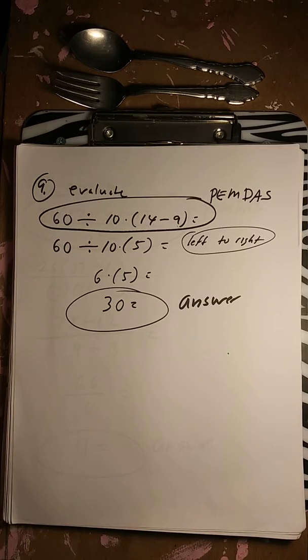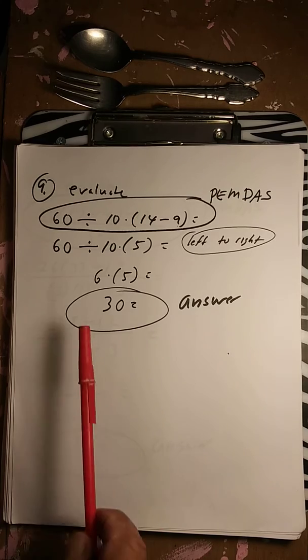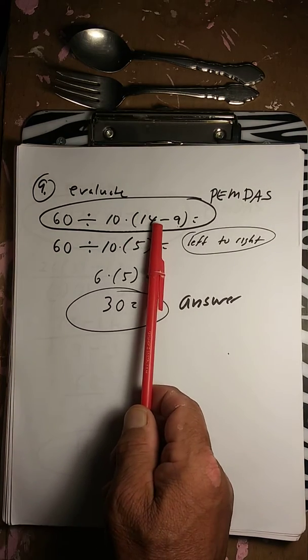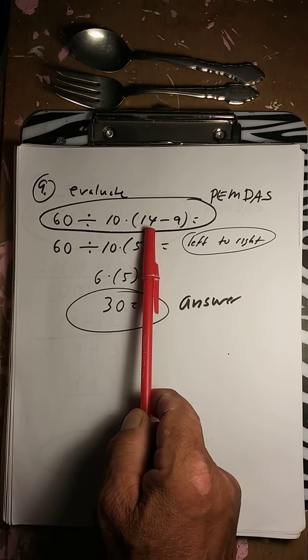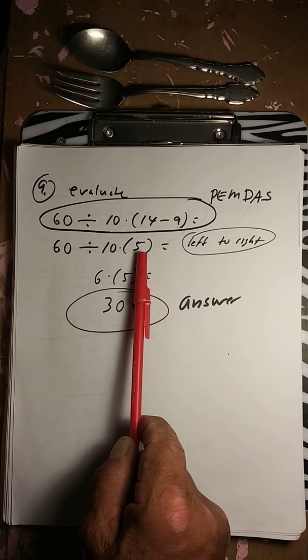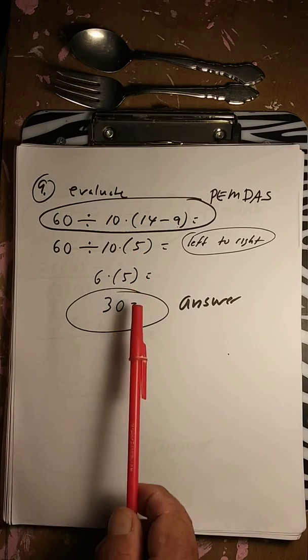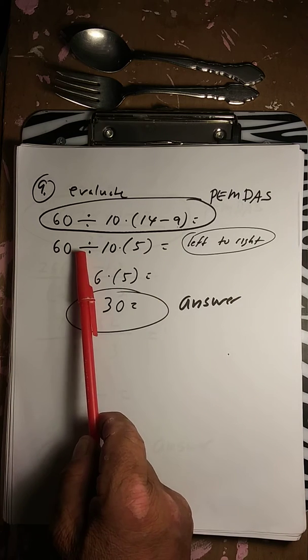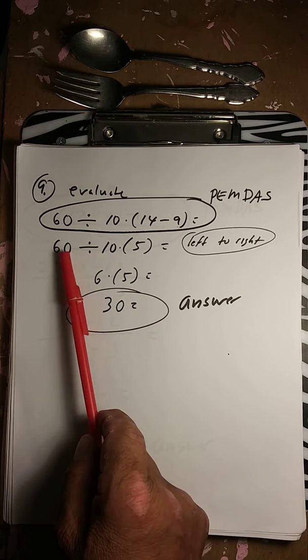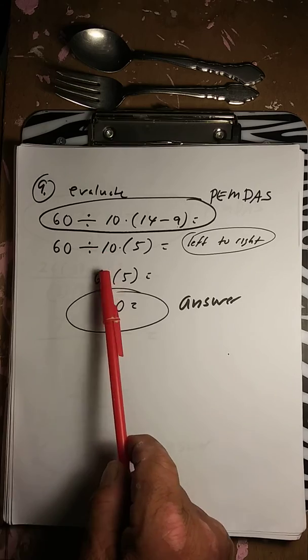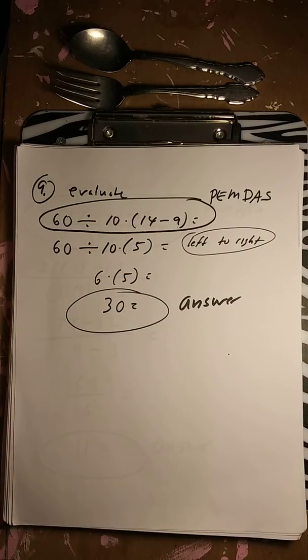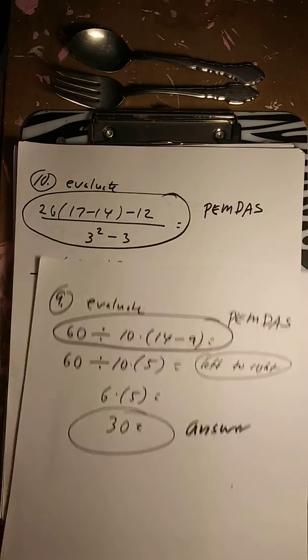This one. We have, evaluate this. Parentheses, let's do that first. So we have 14 minus that is 5. So now we have, from the left to the right, we have division and we have multiplication. But let's do the division first. This is going to be 6. 6 times 5 is 30.